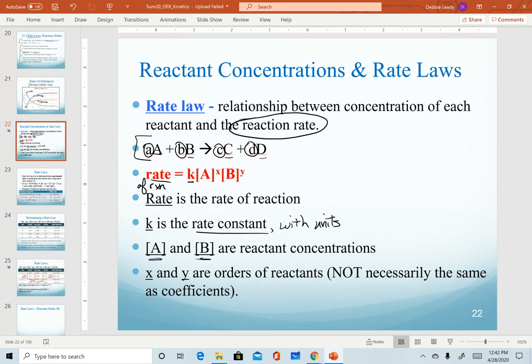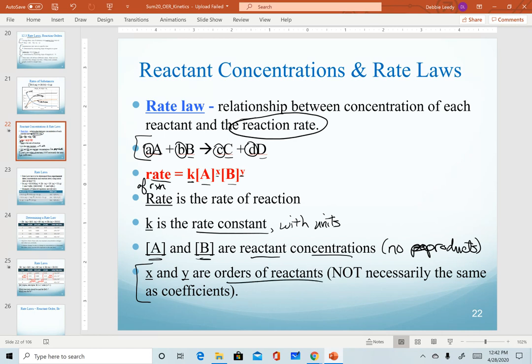The square brackets of A and B are specifically talking about concentrations, and we only use reactant concentrations. And again, that's because we're talking about initial rates. At time zero, we don't have any products yet, and so we don't use products in our equations for rate laws. The key thing in our rate laws are the values of x and y. Notice these exponents up here. These are called the orders of reactants.